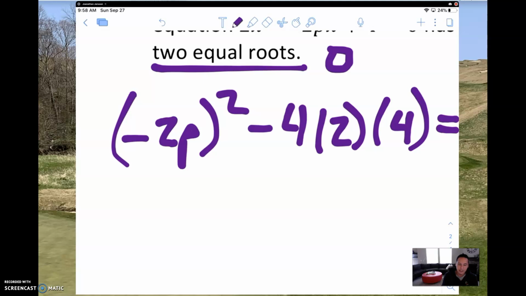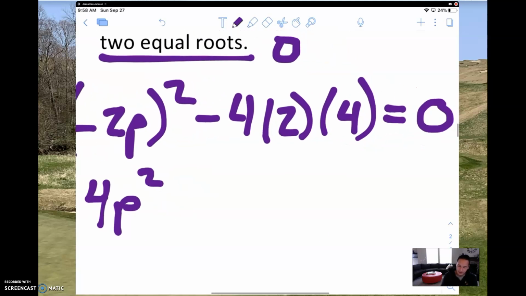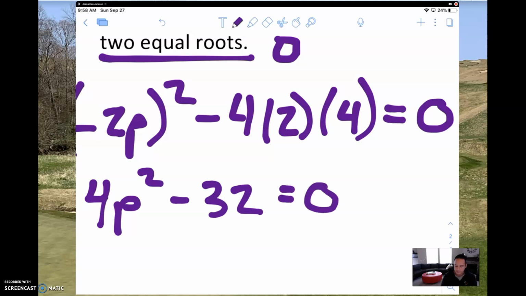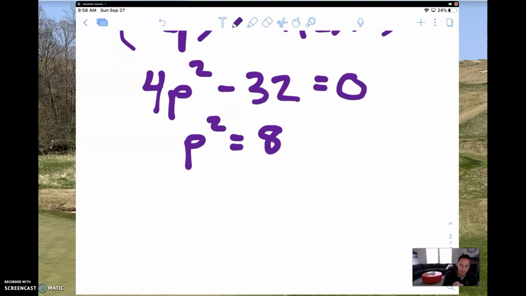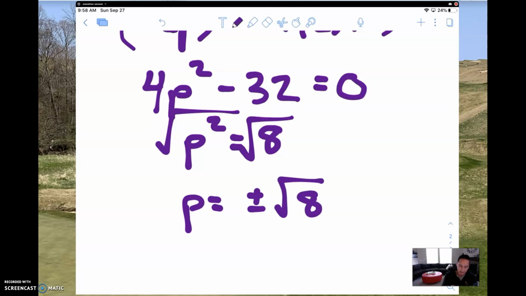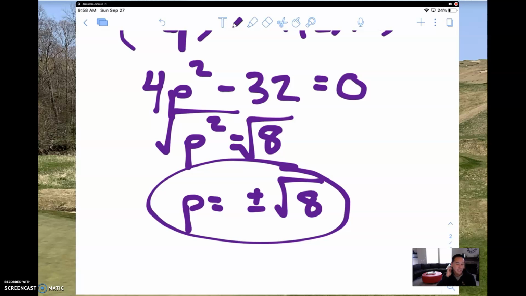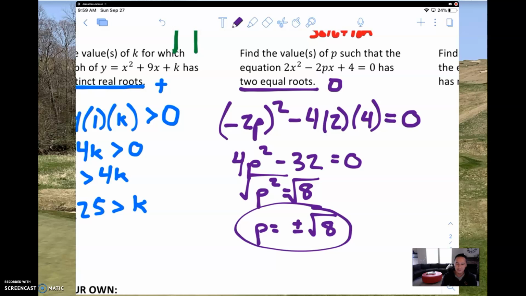If we take this negative 2p squared, what it really means is negative 2p times negative 2p, and that's going to be 4p squared. And this negative 4 times 2 times 4 is going to be a minus 32, and that should equal 0. I'm going to skip a couple steps here. Hopefully that's okay. I'm going to add 32 to both sides, but then I'm going to divide by 4. So I'm left with p squared is equal to 8. And to solve it, just take the square root. So we get p is equal to plus or minus the square root of 8. So as long as p is positive or negative square root of 8, that's going to lead to that equation having two equal roots.